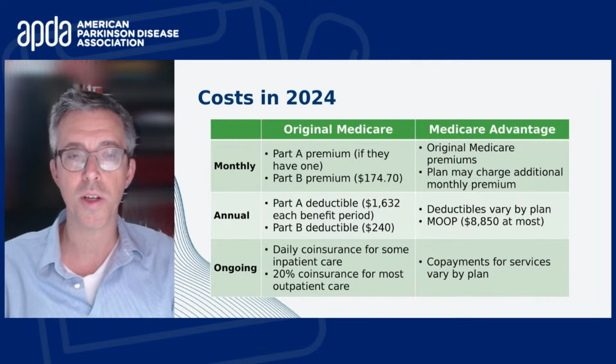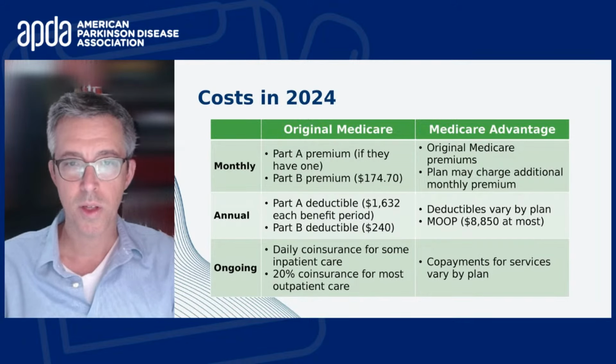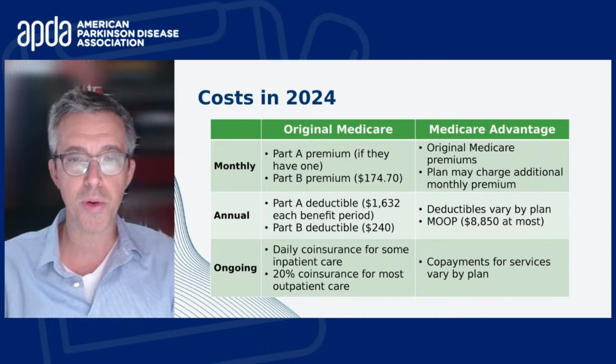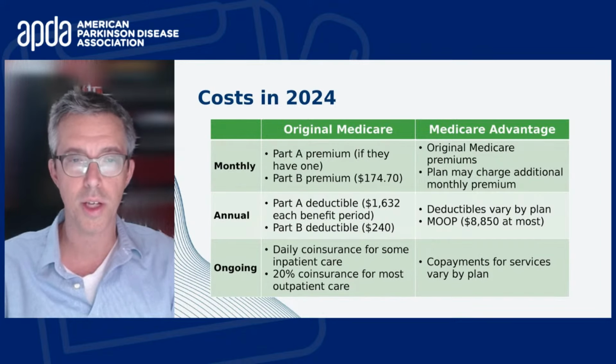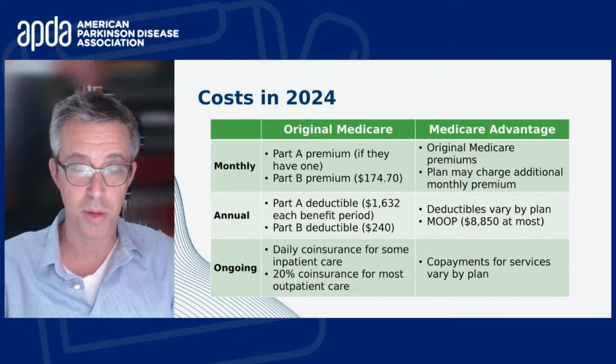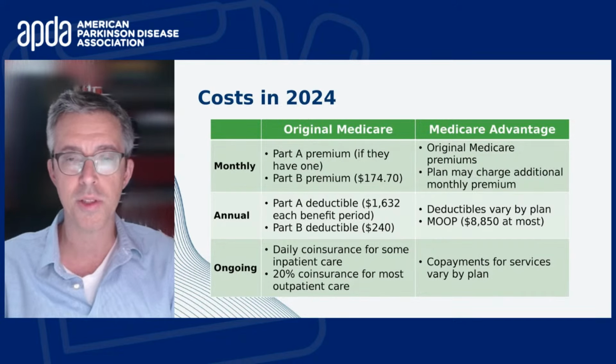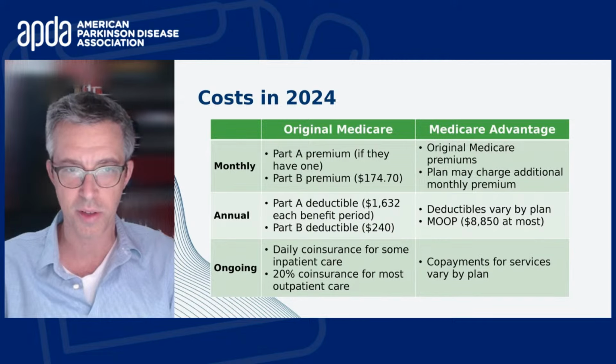Costs in 2024. Original Medicare, the Part A premium, if you owe one, and that would only be if you lack the work history, the work credits to get premium-free Part A. Part B, the premium is $174.70 a month.